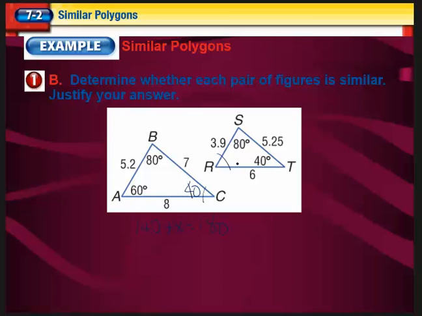Okay, so now I have to check angle R with angle A. So I got to go back over here and find this missing angle. 80 plus 40 is 120. What do I need to add to 120 to get 180? I need to add 60. So yes. All right, so we're good on my angles. My corresponding angles are congruent.